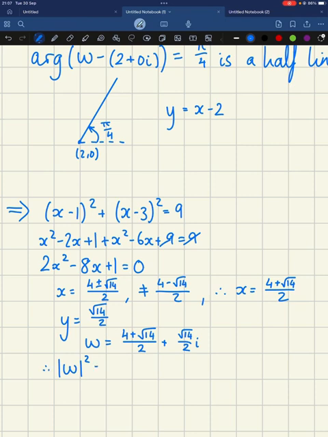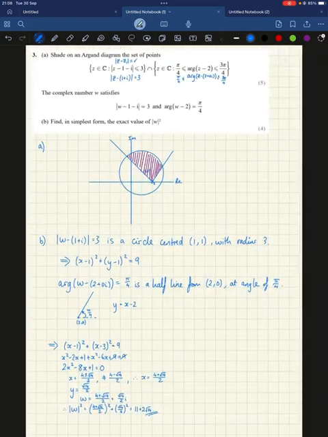So therefore the modulus of w squared is equal to ((4 plus root 14) over 2) squared plus (root 14 over 2) squared, and this is equal to 11 plus 2 root 14. And this is our answer there, 11 plus 2 root 14. Let us check if this is correct.